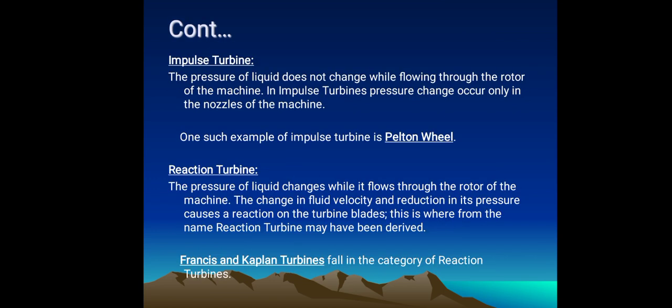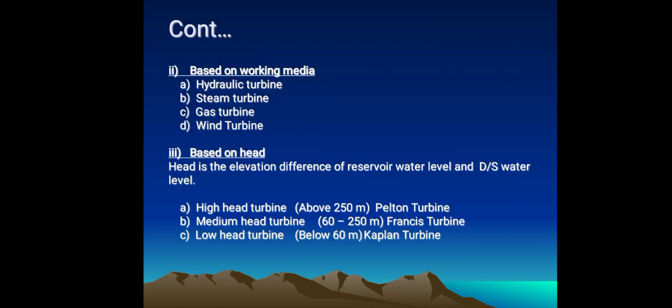Impulse turbine: the pressure of the liquid does not change while flowing through the rotor of the machine. In the impulse turbine, pressure changes occur only in the nozzle of the machine. One example is the Pelton wheel turbine. Reaction turbine: the pressure of the liquid changes while it flows through the rotor of the machine. The change in fluid velocity and reduction in its pressure causes a reaction on the turbine blades. This is where the name of the reaction turbine is derived from. Francis and Kaplan turbines are categories of the reaction turbine.